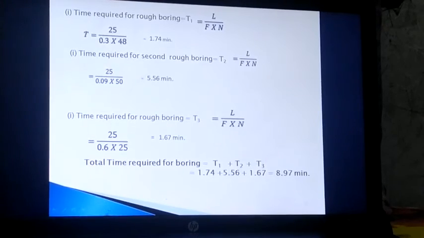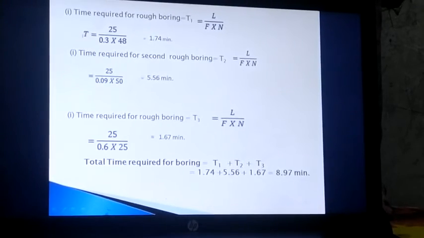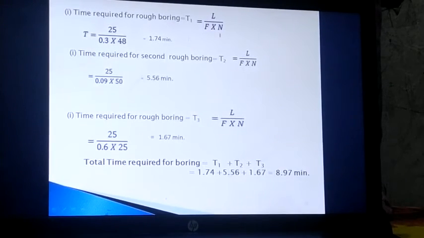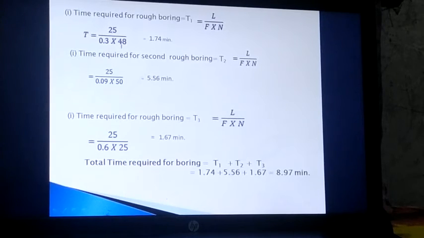Now for the rough boring operation, say time T1, the formula is the same, L by F into N. So we will first calculate the machining time for rough boring for step number 1. We put the values to calculate T1. L is equal to 25, feed which is given is 0.3, and N which was given as 48 rpm for the first step. So it gives the machining time for rough boring for step number 1 as 1.74 minutes.